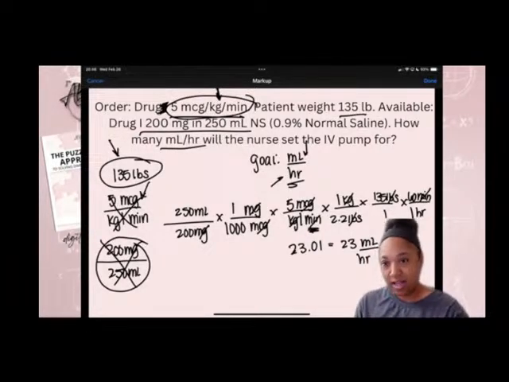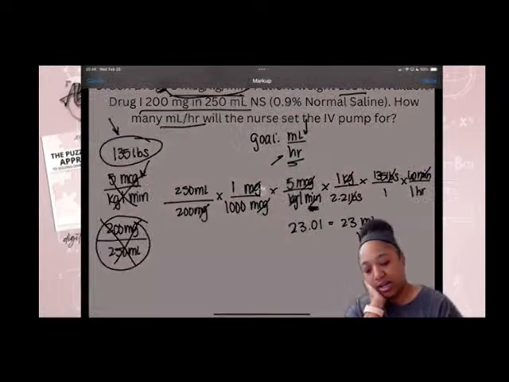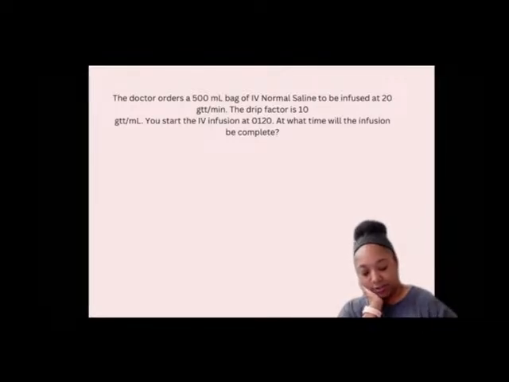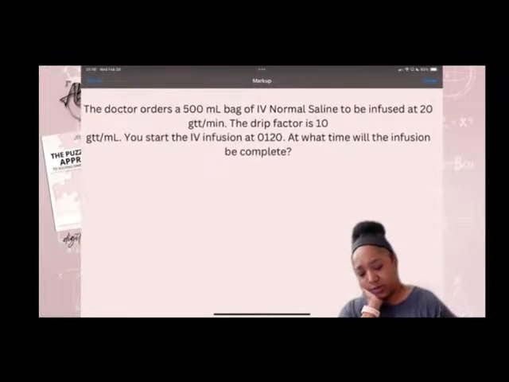Passing your med calc exams, I love it. Y'all don't let dosage calculations take you out. It doesn't have to. You see how easy it can be with puzzle pieces. Yeah, you could do this. You could do this all day long.